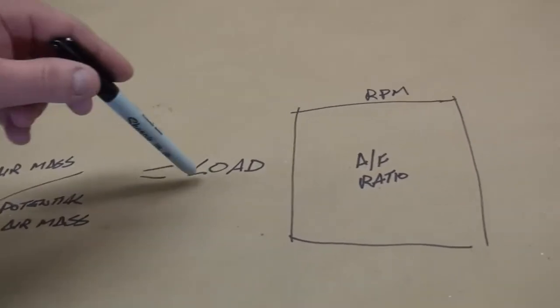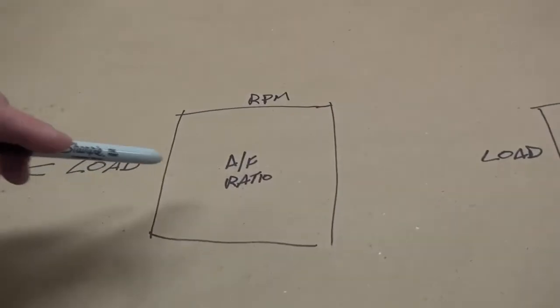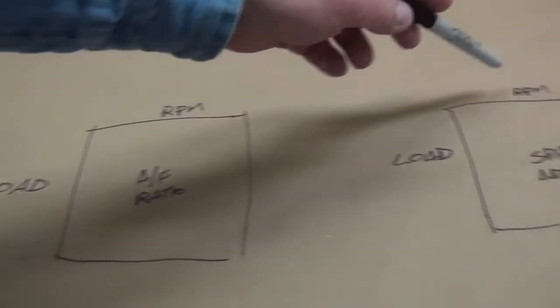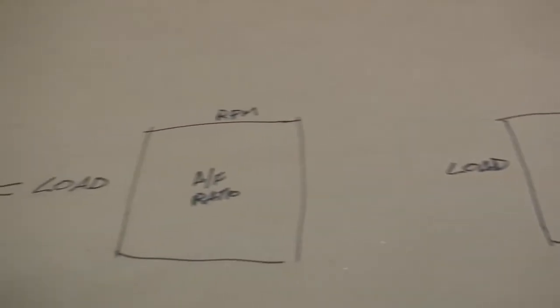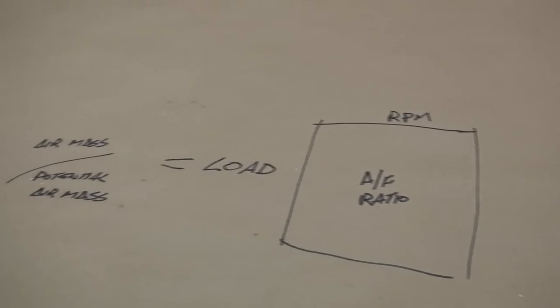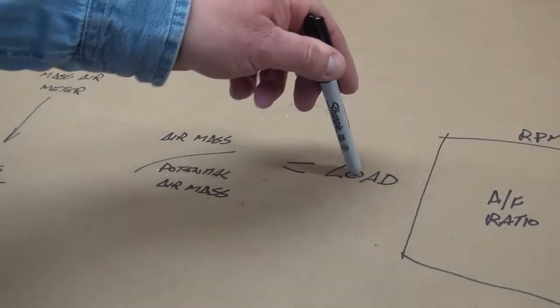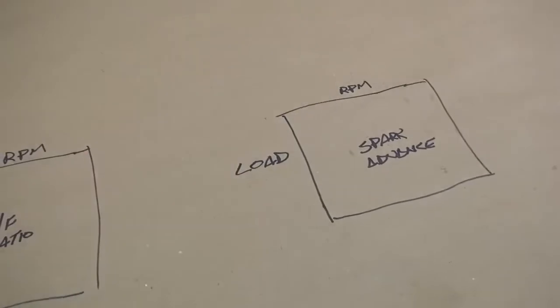Now, we're going to use load and RPM in a table to calculate an air-to-fuel ratio. And we're going to use load and RPM to calculate a spark advance. That's really all that engine management is. It really doesn't have to be any more complicated than that. If we know a value for load, then we know what our air-to-fuel ratio should be, and we know what our spark advance should be.